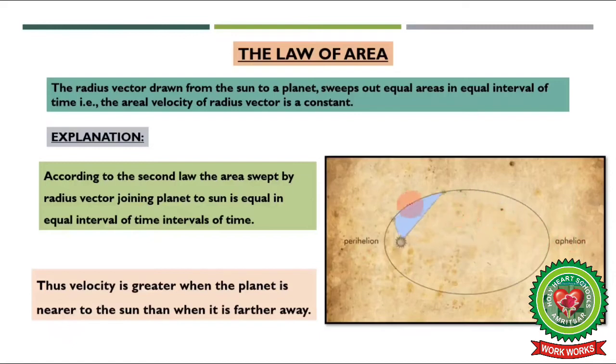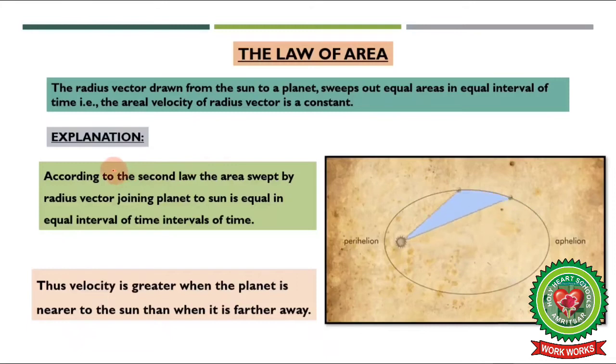When it reaches perihelion, due to strong gravitational pull, its speed increases. So it covers a larger linear distance, which results in a larger area covered. On the other hand, when it is at the farther point, it travels a bit slower, so it covers less linear distance, but the area traveled in each interval will be equal. So this is the reason that the areal velocity of the radius vector is constant.